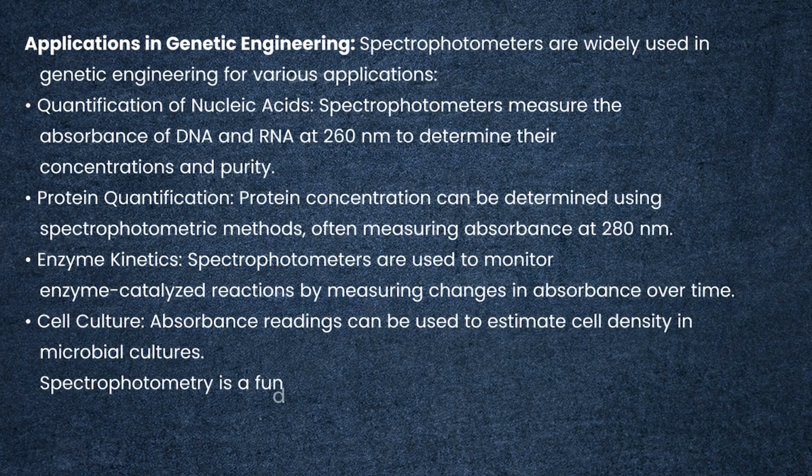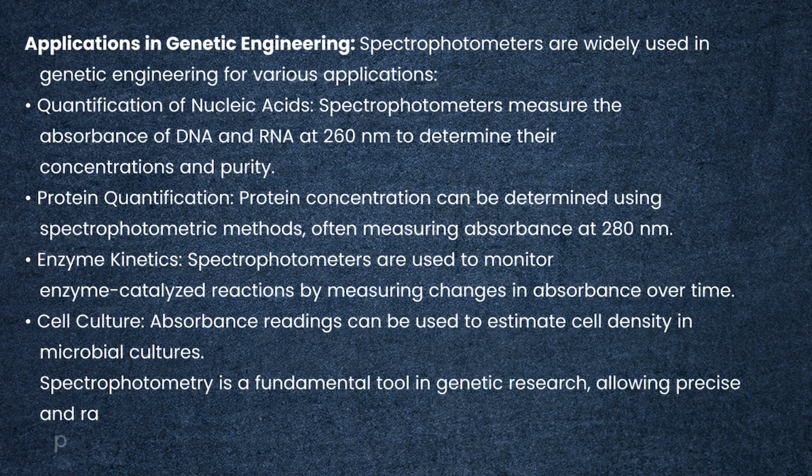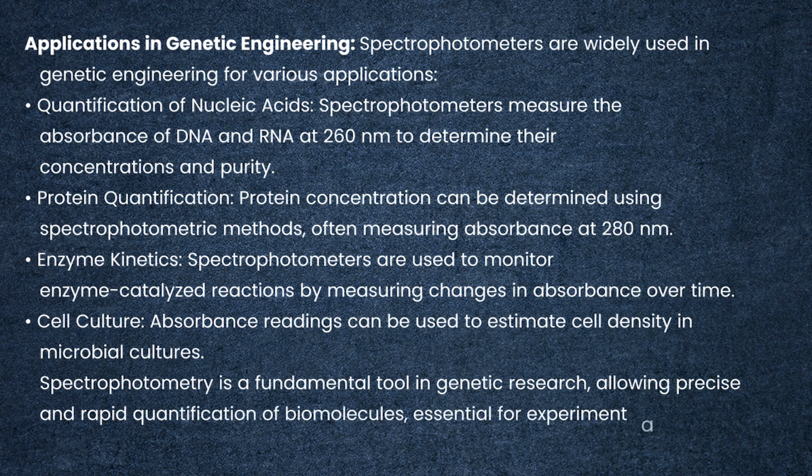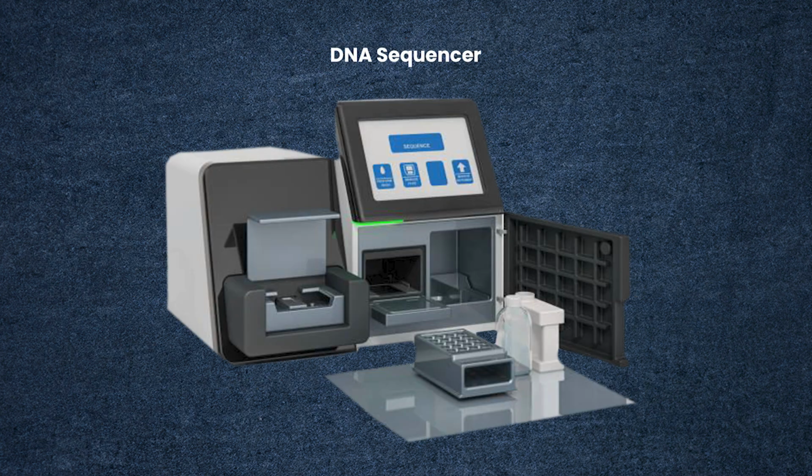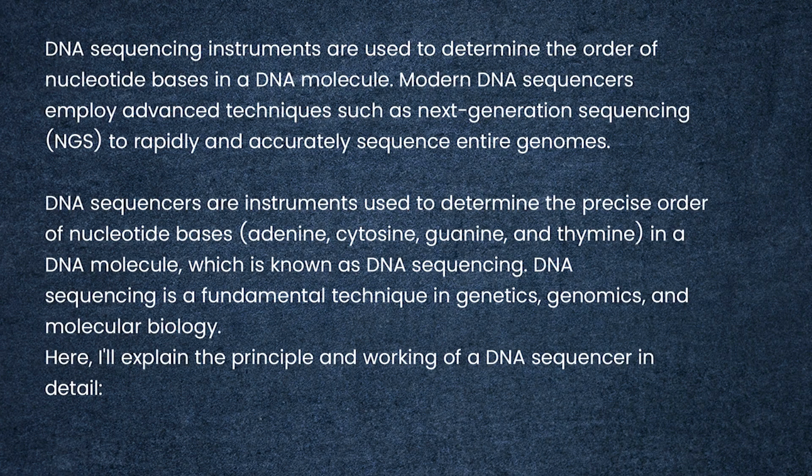Spectrophotometry is basically a fundamental tool in genetic research, allowing precise and rapid quantification of biomolecules that are essential for experimental design and analysis. The next instrument or technique that we are talking about is the DNA sequencer. DNA sequencing instruments are used to determine the order of nucleotide bases in a DNA molecule, to be very precise and simple. Modern DNA sequencers employ advanced techniques such as next generation sequencing, or NGS, to rapidly and accurately determine the sequence of the entire genome.